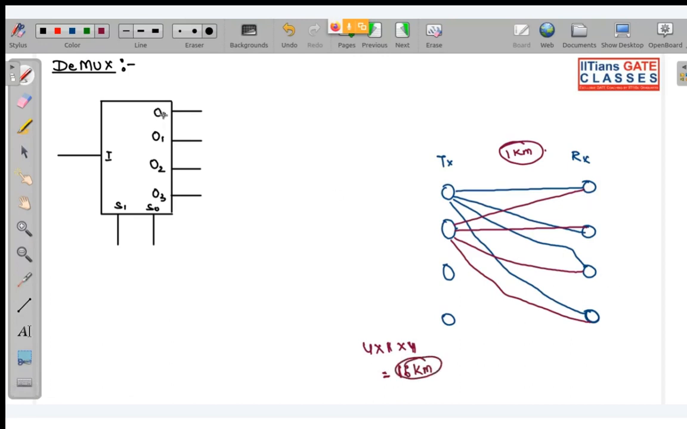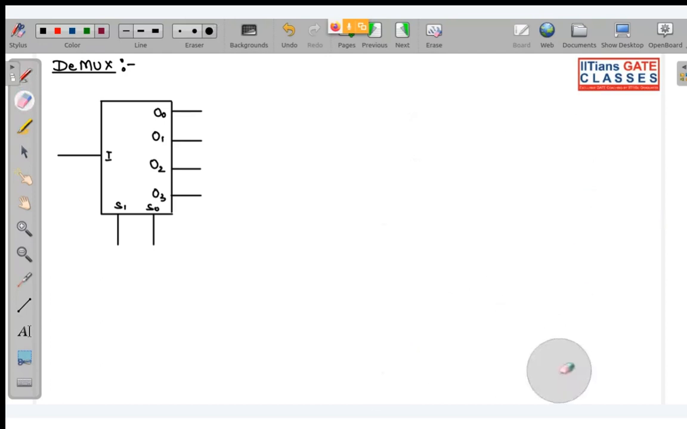But with the help of this demultiplexer, we can reduce this very drastically. Piyush, you have something to say? Yes, here we can use one mux and one demux. So this is the normal way of doing it, where we require 16 kilometers. Now assume I have one pair of a 4 cross 1 mux and a 1 cross 4 demux. So what will happen?